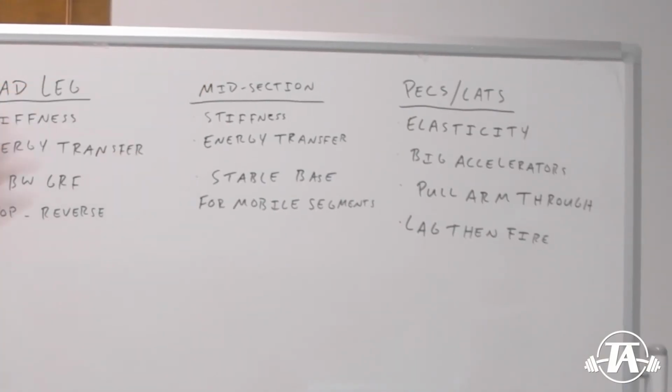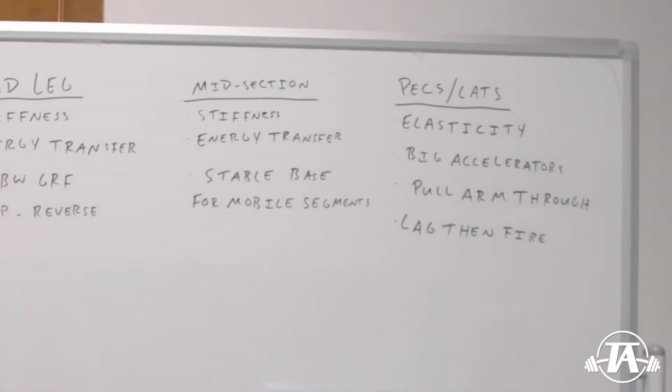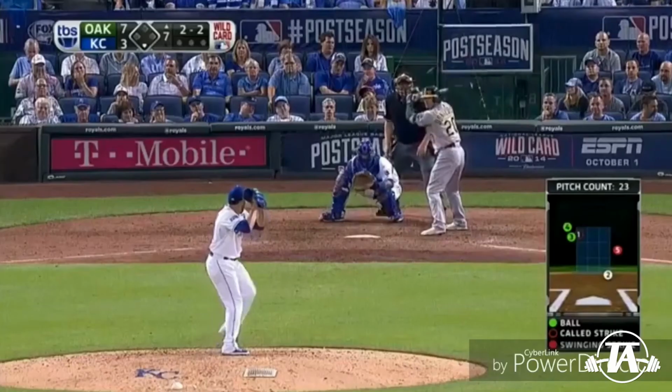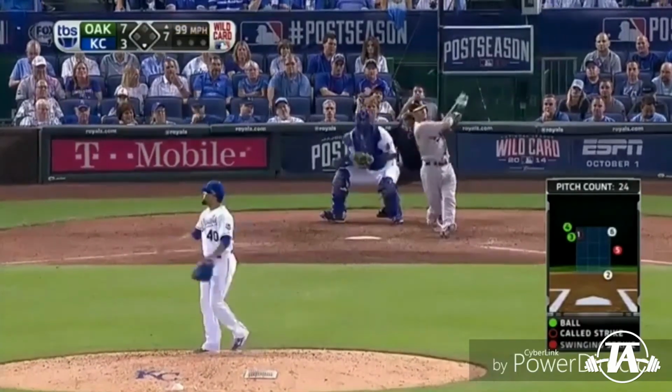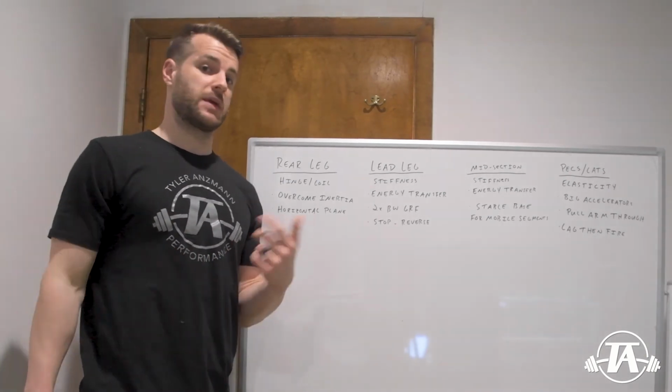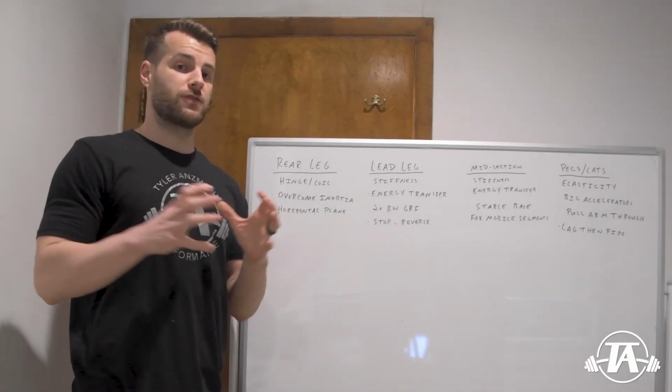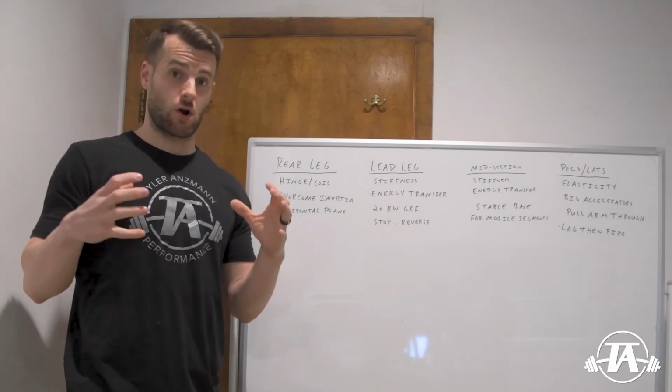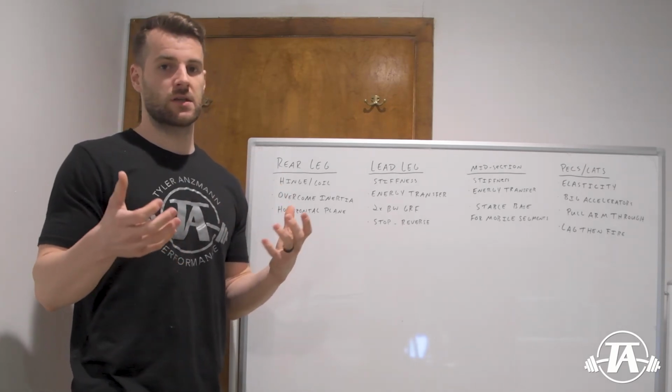Then finally, we got the pecs and lats. So these are really your big money accelerators of the arm here, right? So we need elasticity, but we also need a lot of strength from these elements, all right? So both of these are going to be asked to store significant elastic energy. The pec, when the arm gets kind of lagged behind the body, and the lat, when the arm's being laid back. And both of these need to be really strong in order to adequately do this.